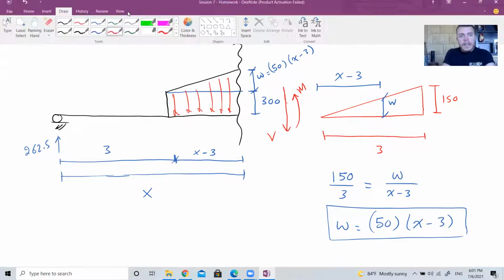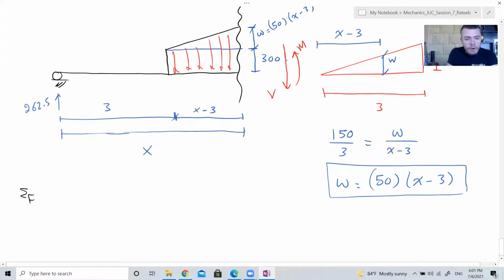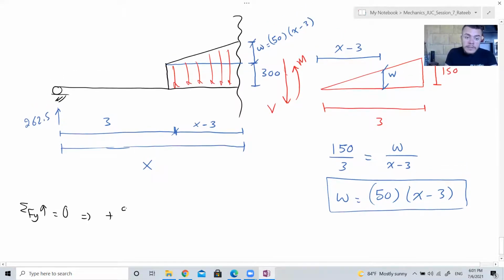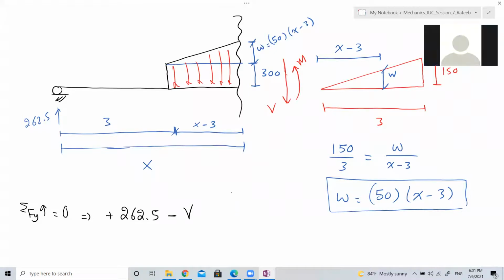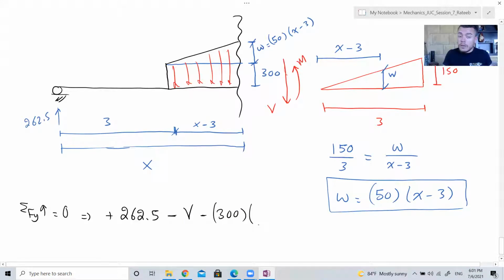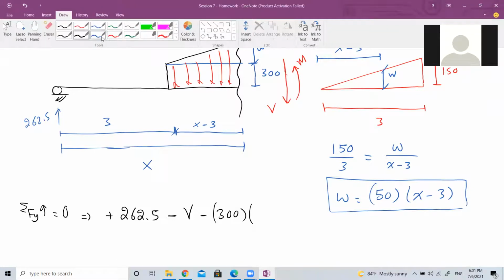Now if I do summation of forces in the y direction equal to 0, what do I have? I have plus 262.5, which is from here, minus V, which is from here. What about this rectangle? It would be plus, minus 300 times x minus 3. Right.